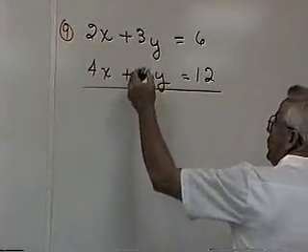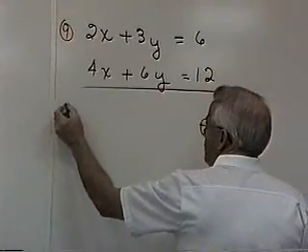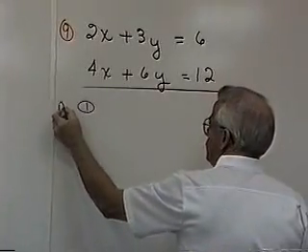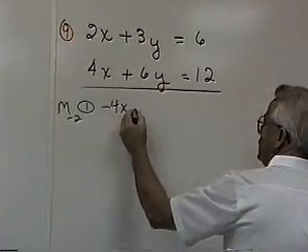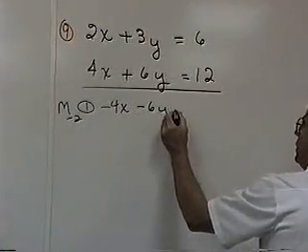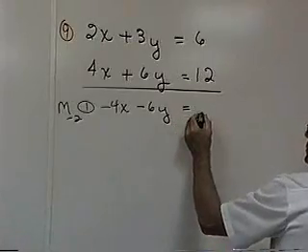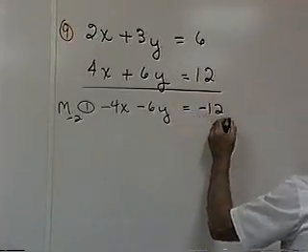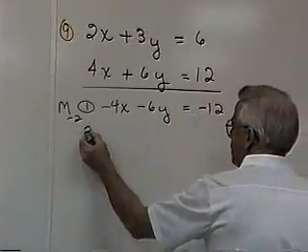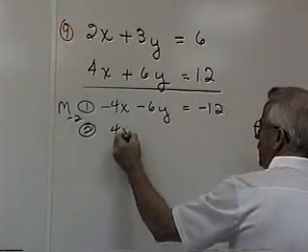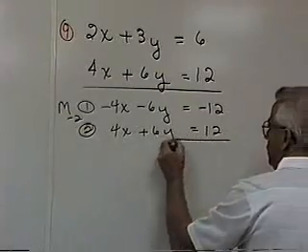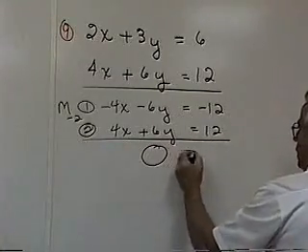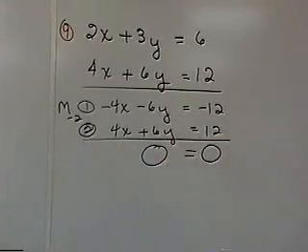All right, to get rid of one of those letters, we'll just multiply the top equation, equation 1, by minus 2. That gives us a minus 4x, a minus 6y equals a minus 12. Then writing the second equation down, we get 4x plus 6y is equal to plus 12. Adding, everything drops out.